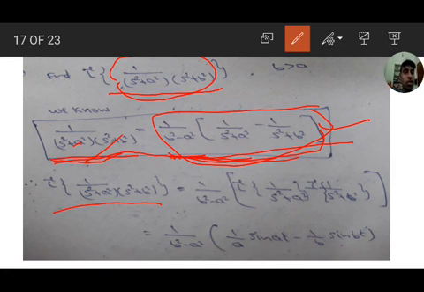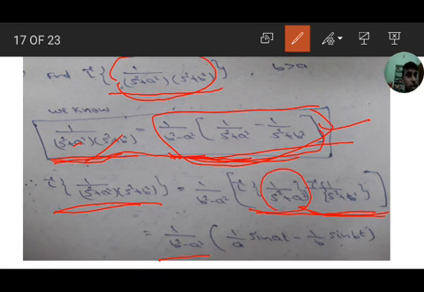So L inverse of 1 by (s square plus a square)(s square plus b square) equals 1 by (b square minus a square). Apply the L inverse: L inverse of 1 by (s square plus a square) minus L inverse of 1 by (s square plus b square), with 1 by (b square minus a square) as it is.